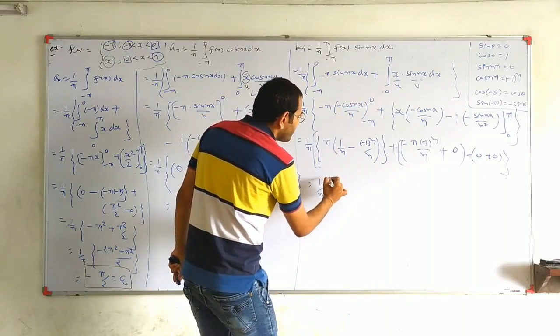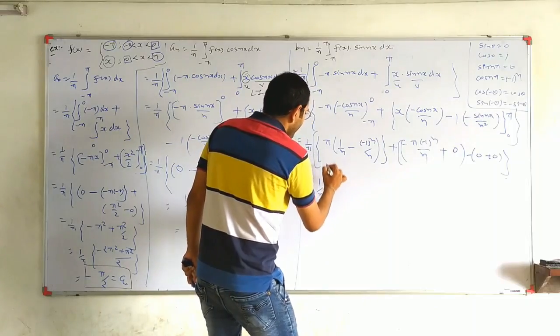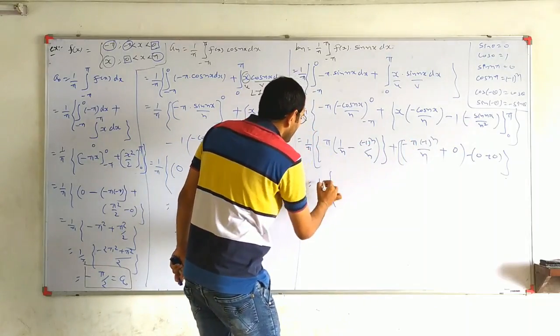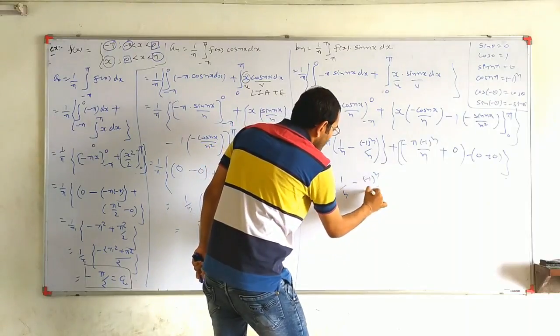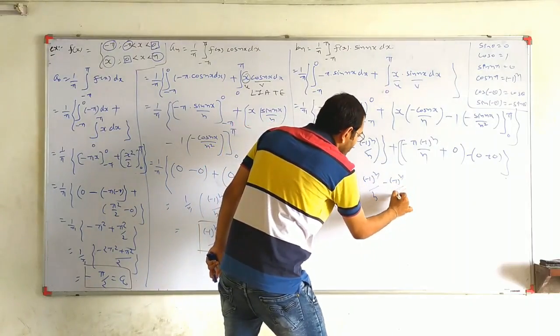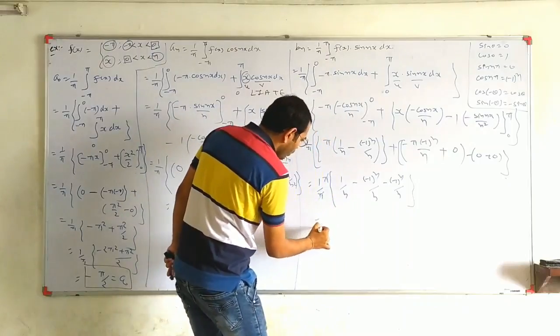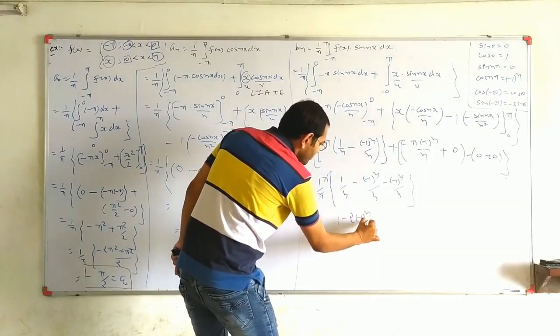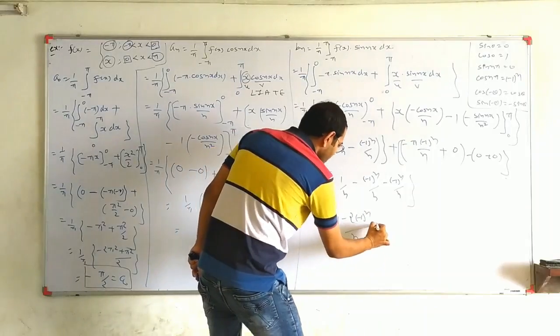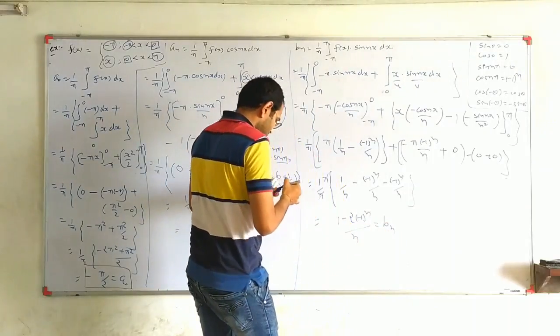Then we get 1 upon pi. Here pi is common, then cancel out, then 1 upon n minus minus 1 raised to n upon n, again minus 1 raised to n upon n which is also common, then we get 1 minus twice minus 1 raised to n upon n, that is the value of Bn.